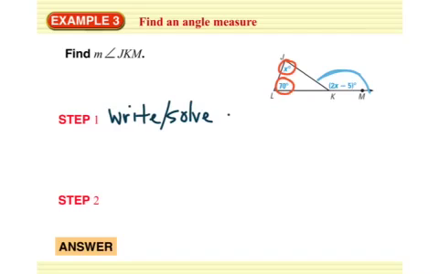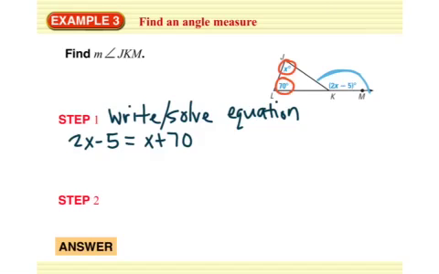So write and solve the equation. Well, I just said what that would be. It would be 2x minus 5 equals x plus 70. And solving this for x, we get 75. Okay? But the question is, what is the angle measure?